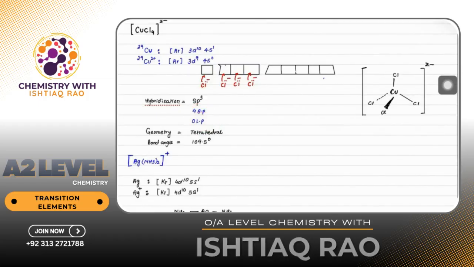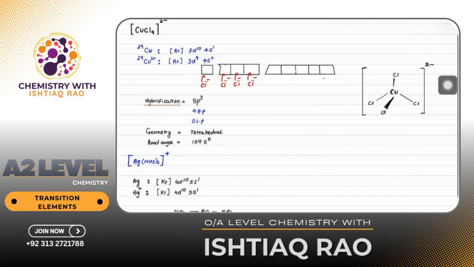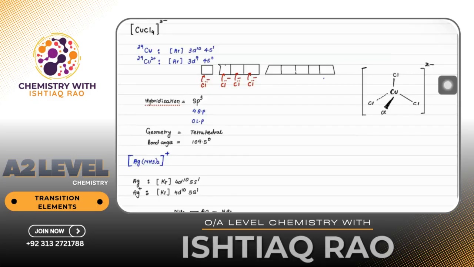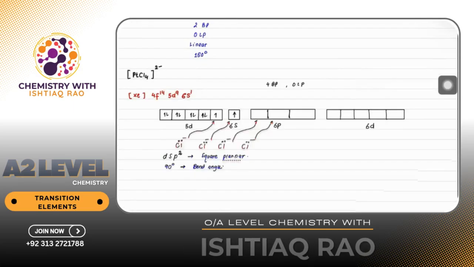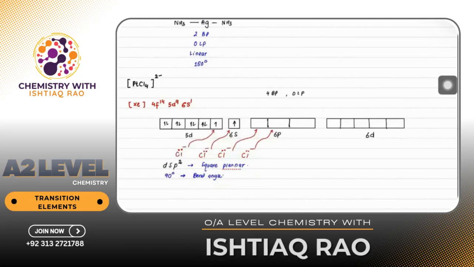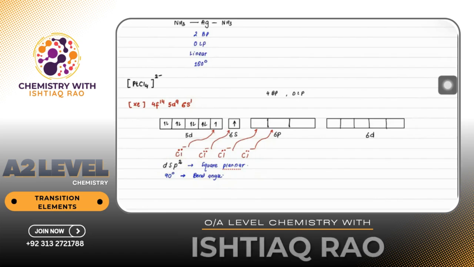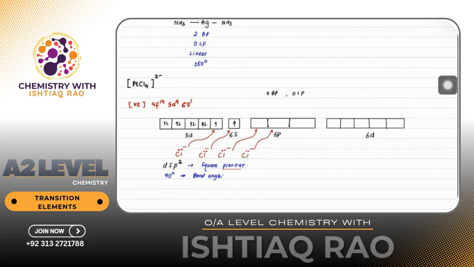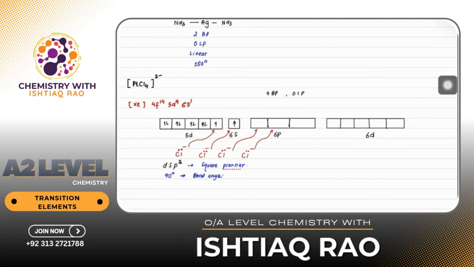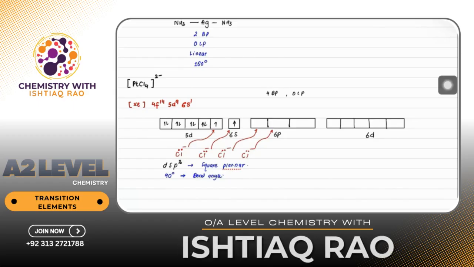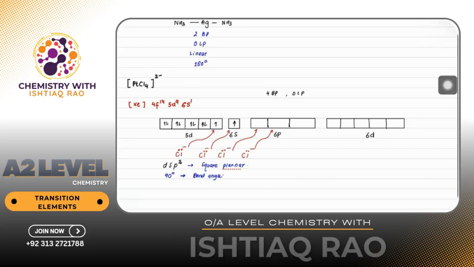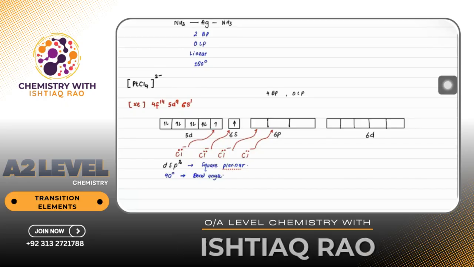Everything is the same. There is a confusion: when everything is the same, why is the geometry different? It's all about the hybridization. If the hybridization is sp3, it would be tetrahedral. And if the hybridization is dsp2, the geometry would be square planar. I would be asking this question in the coming classes so that it gets fixed in your mind when we write tetrahedral and when we write square planar.